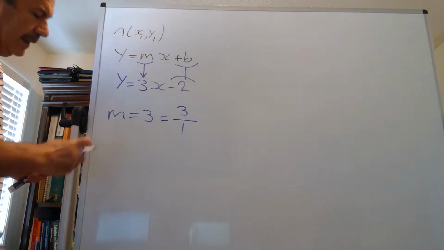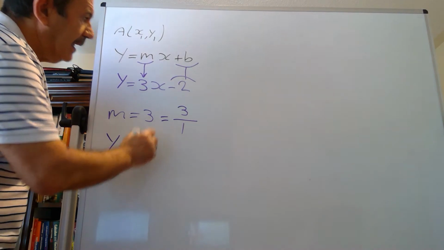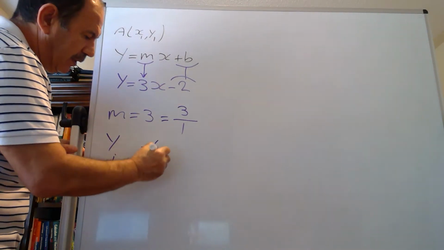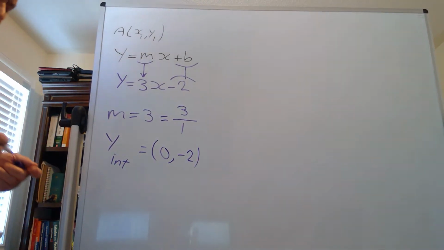And the y-intercept is negative 2. The y value is negative 2. How much is x? x is 0. So 0 and negative 2. This is our y-intercept.